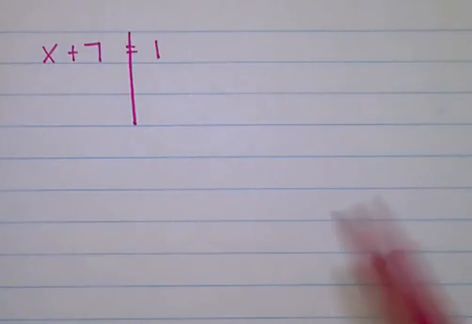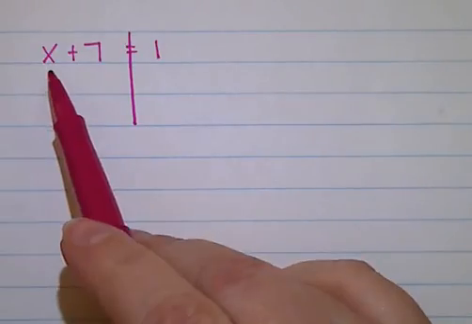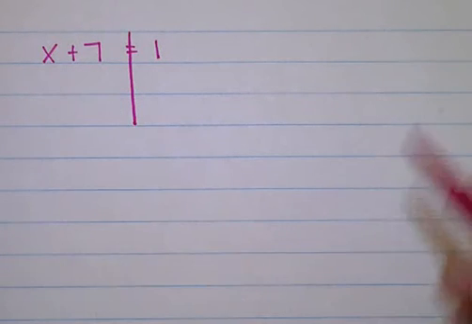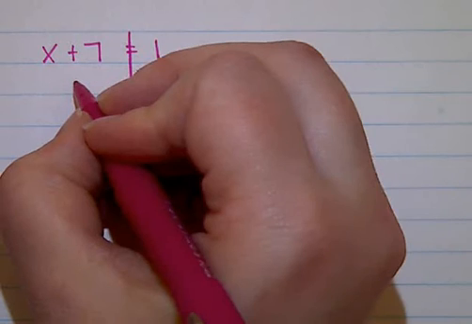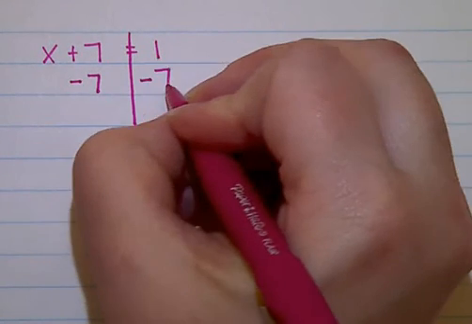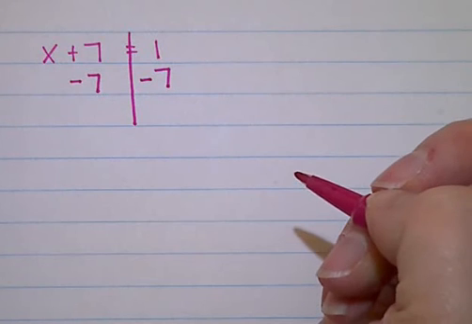My goal is to get this x by itself, so I need to move this positive 7. We do that by adding the opposite. The opposite of positive 7 is negative 7, and if I do it to one side, I need to do the same thing to the other so that my equation remains balanced.